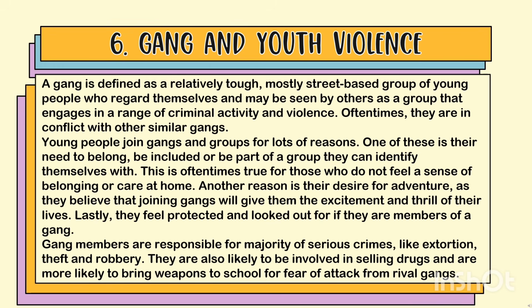Next kind of intentional injury is gang and youth violence. A gang is defined as a relatively tough, mostly street-based group of young people who regard themselves and may be seen by others as a group that engages in a range of criminal activity and violence. Oftentimes, they are in conflict with other similar gangs. Young people join gangs and groups for lots of reasons. One of these is their need to belong, be included, or be part of a group they can identify themselves with.